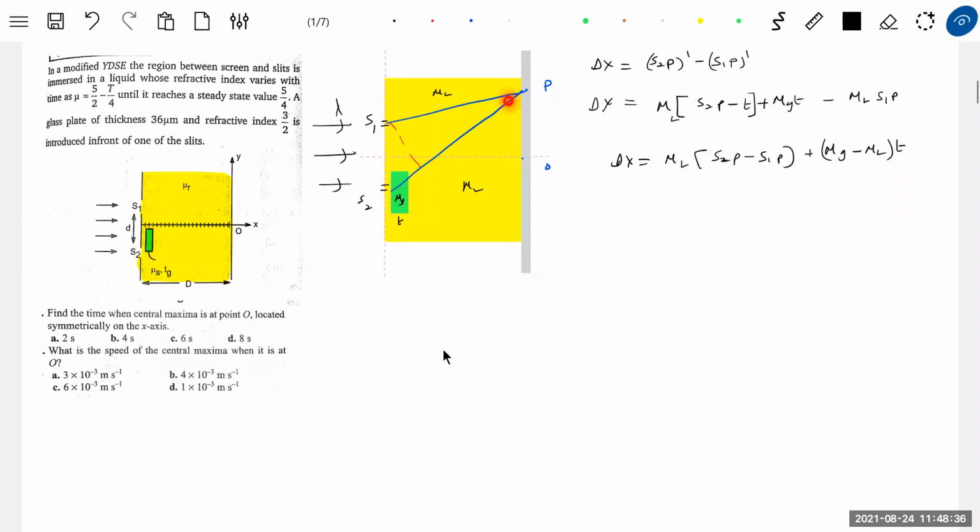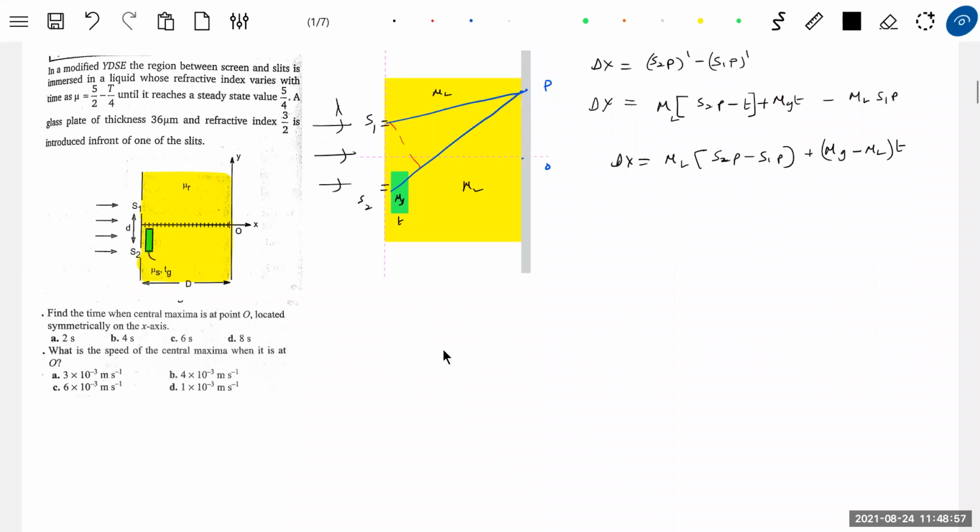S2P minus t is what is in the liquid. Then the remaining t length, it will move in the slab. That is mu G t. Minus, again, S1P is in the liquid. Optical path length of that should be mu L S1P. Now, after writing this equation, let's come to the picture.